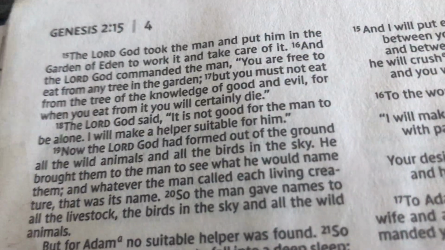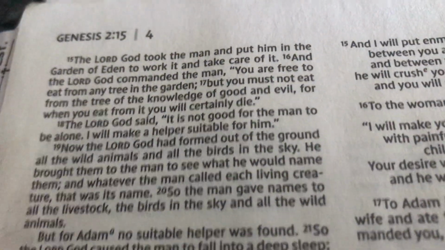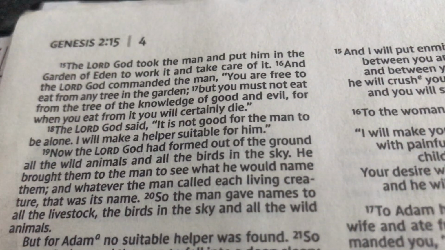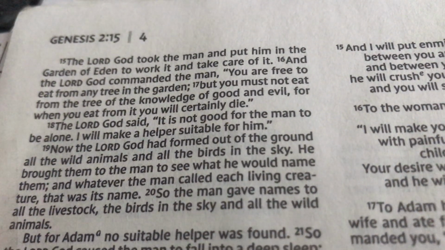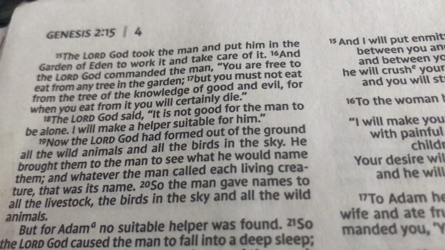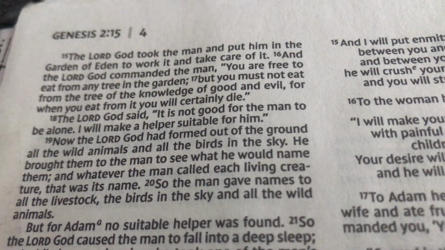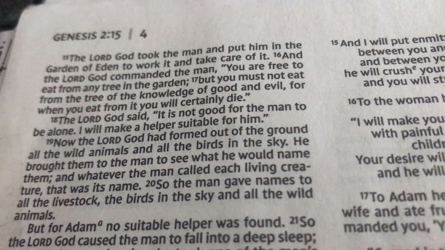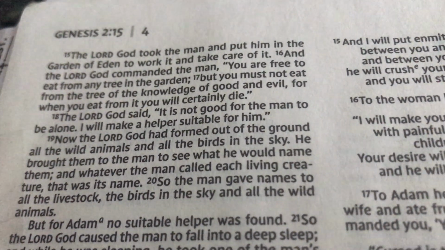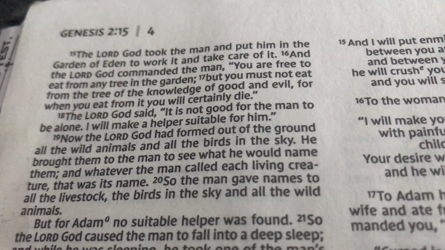Alright, here we go. The Lord God took the man and put him in the Garden of Eden to work and take care of it. And the Lord God commanded the man, "You are free to eat from any tree in the garden, but you must not eat from the tree of knowledge of good and evil, for when you eat from it, you will certainly die."